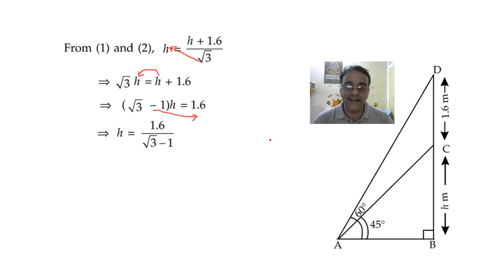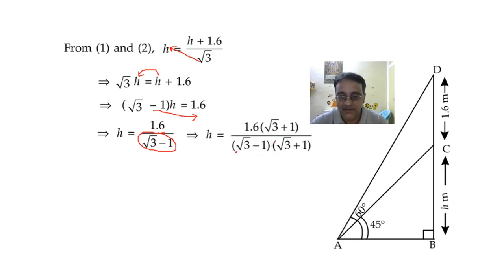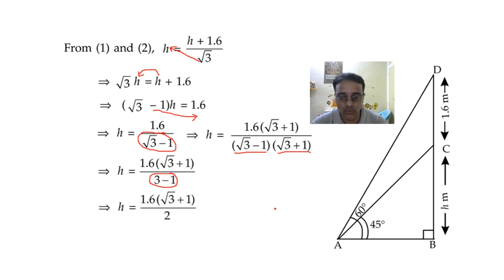Now we are going to rationalize the denominator. What is the rationalizing factor of the denominator? Root 3 plus 1. Right. So multiply and divide by root 3 plus 1. So root 3 minus 1 into root 3 plus 1, how much will it be? Root 3 whole square minus 1 square. That is 3 minus 1. And 3 minus 1 will become 2.